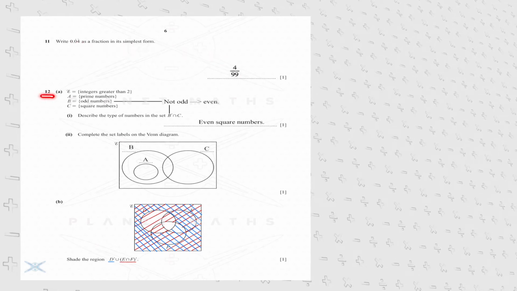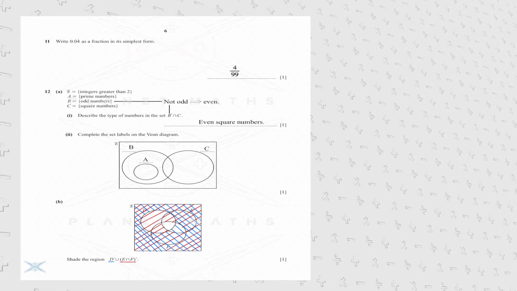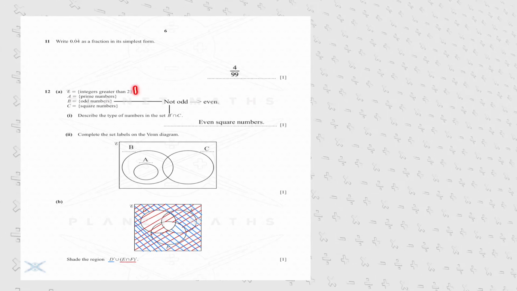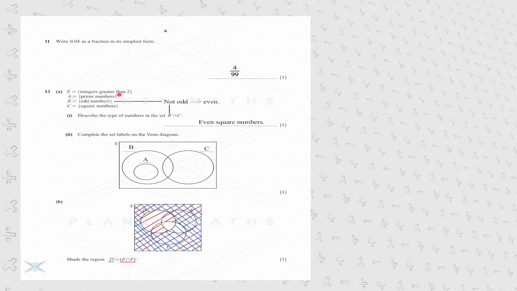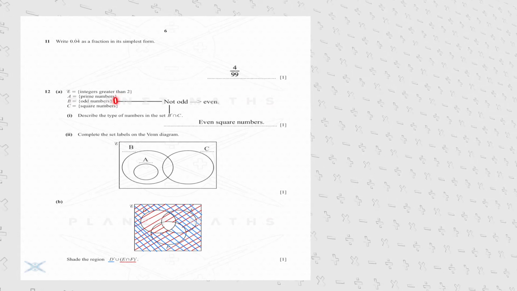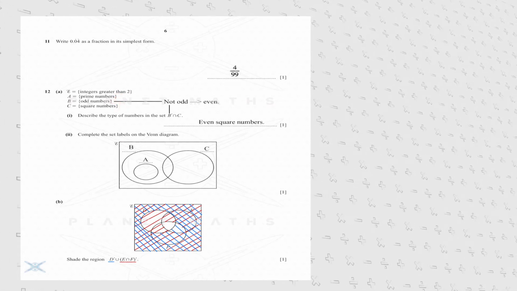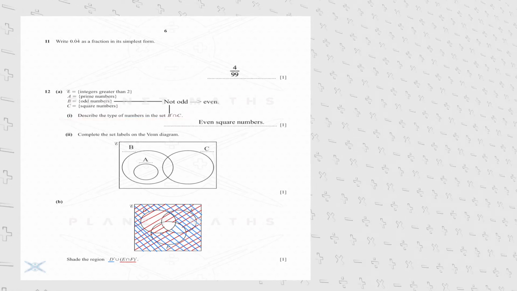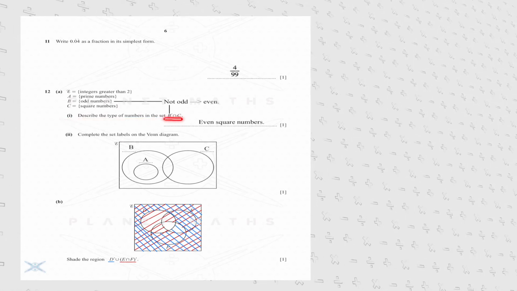In exercise 12 of this exam paper, we will be working with set theory and Venn diagrams, whereby the entire set consists of integers greater than 2, set A prime numbers, set B odd numbers, and set C square numbers. In the first part of part A of this exercise, we are supposed to describe the type of numbers in the set not B intersect C.